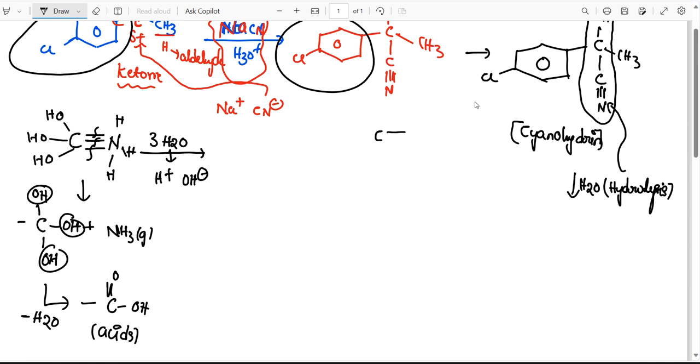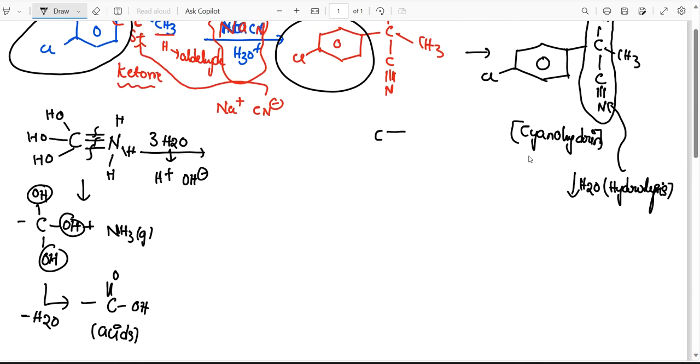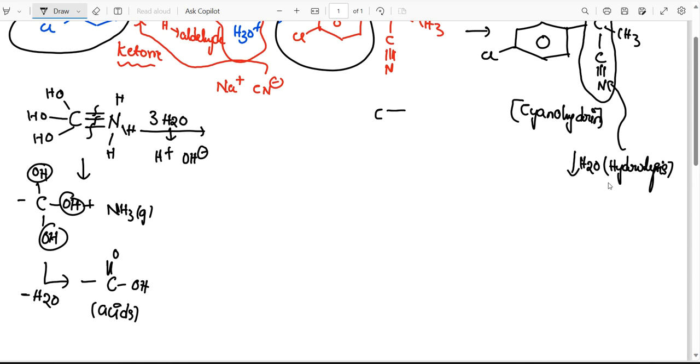I hope this mechanism is clear to you: how, when a cyanide undergoes hydrolysis, an acid is produced. So in place of C triple bond N, an acid will be produced. Now let us try to draw the structure: Cl bond C bond OH, bond CH3, bond C double bond O, bond OH. So acid is produced.